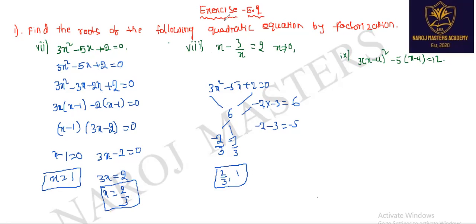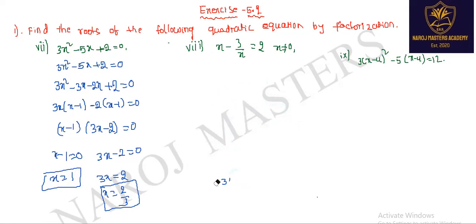Now look at the eighth question. x minus 3 by x is equal to 2, where x is not equal to 0. First of all, remove this x from the denominator. So x into x is x square, minus 3 divided by x times x, equal to 2x. Then x square minus 3 is equal to 2x. And bring this 2x this side, then it will become x square minus 2x minus 3 equal to 0. Okay. Now solve this.